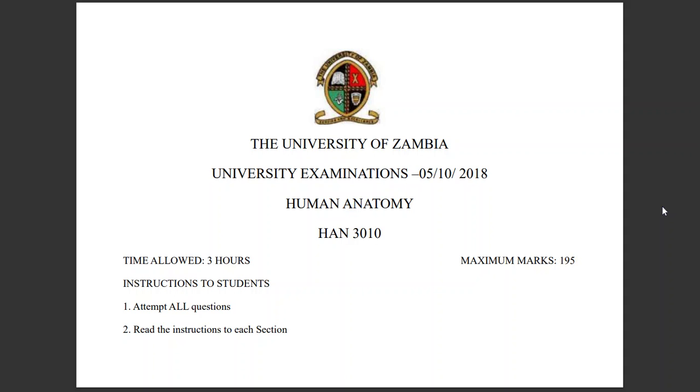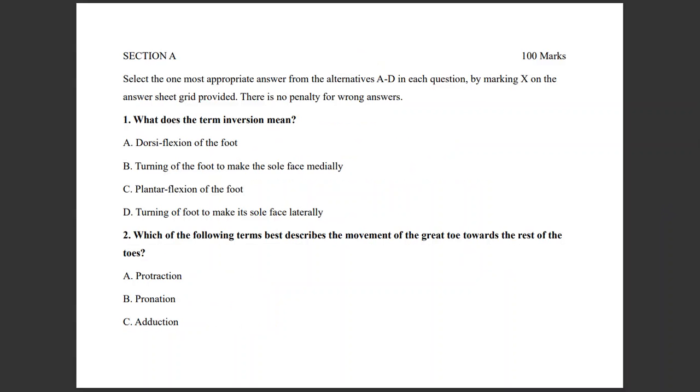Now let's go over the Basic and Applied Human Anatomy and Development 2018 final exam. We are going to go through section A in this session.